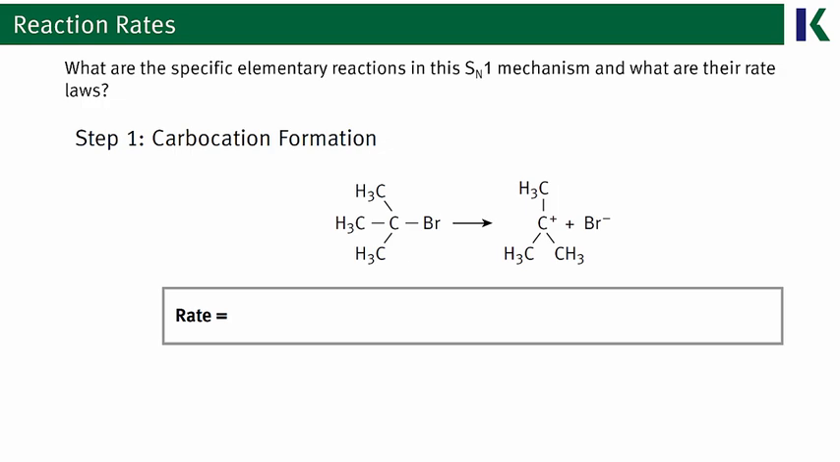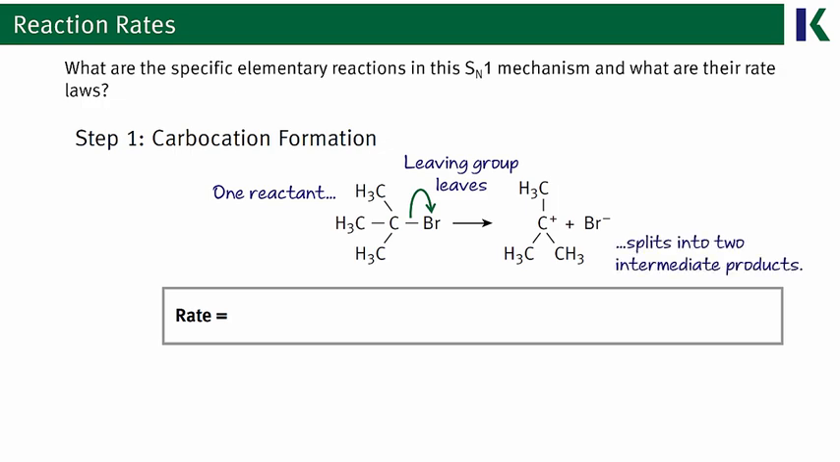This first step begins with a single reactant. In this case, the leaving group leaves, taking some electrons with it, and that leaves behind the carbocation intermediate as well as that freestanding leaving group, which now carries a negative charge.